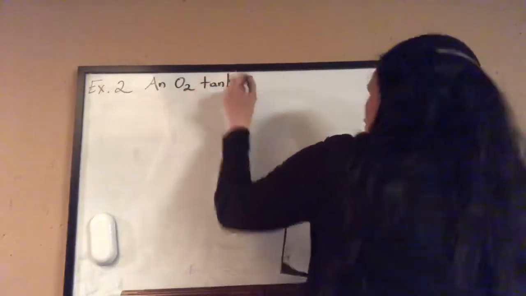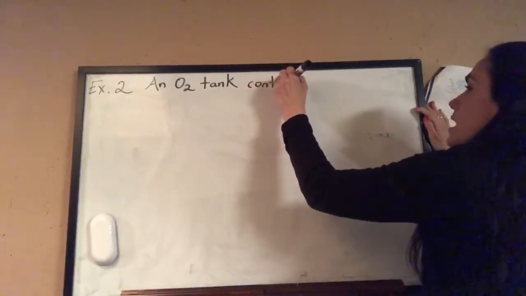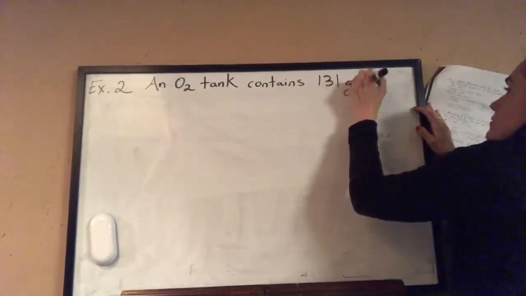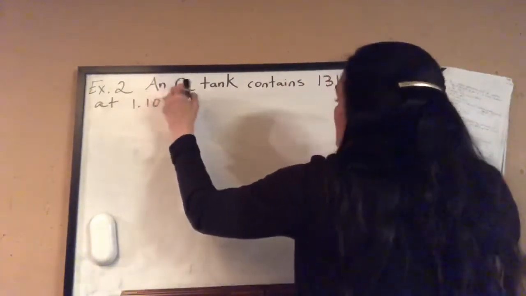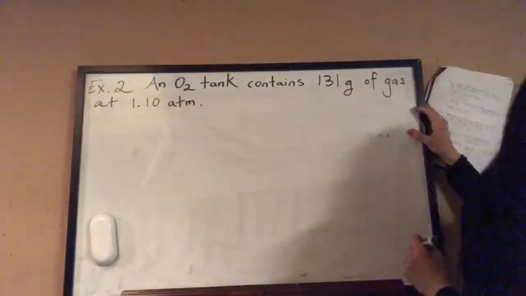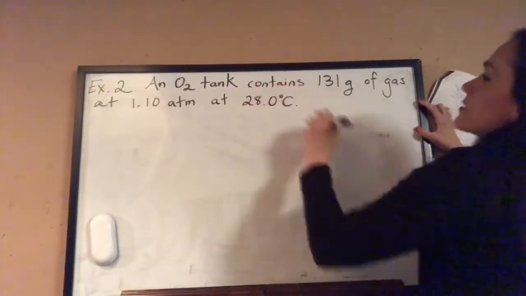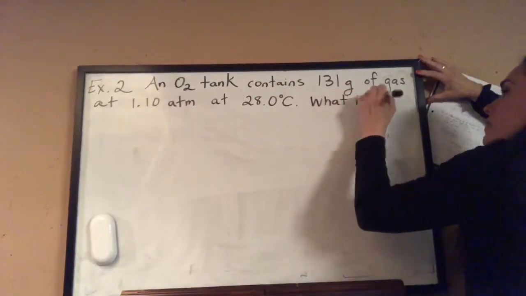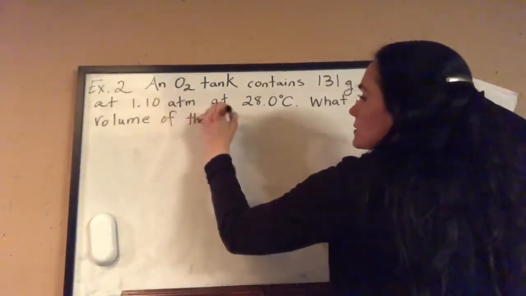An oxygen tank contains 131 grams of gas at 1.10 atmosphere at 28 degrees Celsius. What is the volume of the oxygen gas?